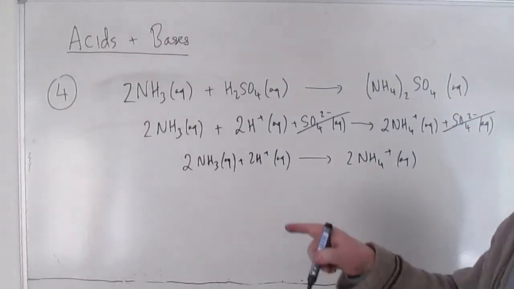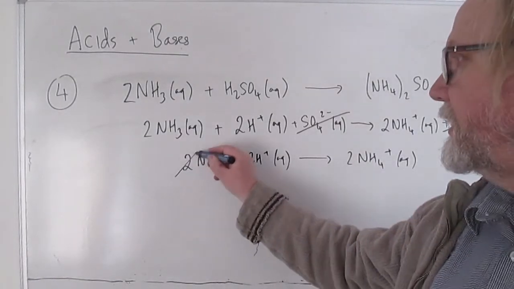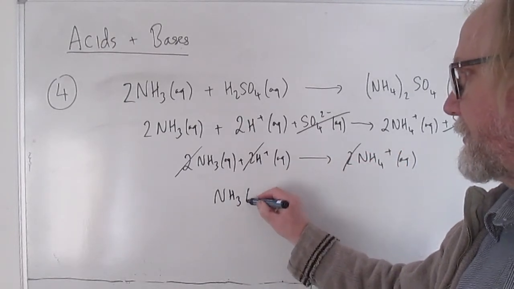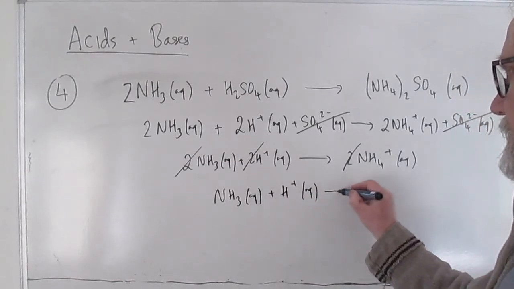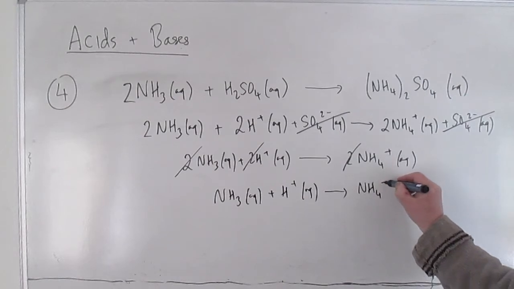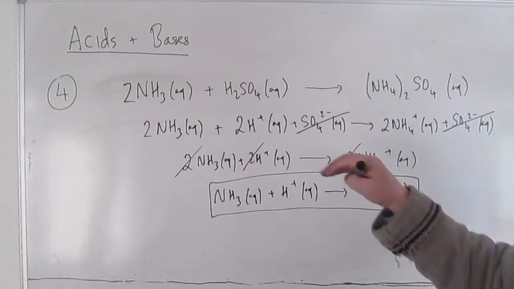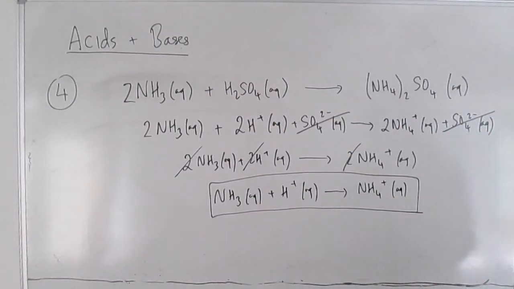But as we had in an earlier example, you have to notice all those 2's and realise that you can simplify that further by dividing through by 2 and ending up with the even simpler equation: NH3 plus H+ goes to NH4+. And that shows directly what we said at the beginning, that all that really happens is the ammonia molecule uses its lone pair to form a dative covalent bond to H+, and that's the only thing that happened in the reaction.